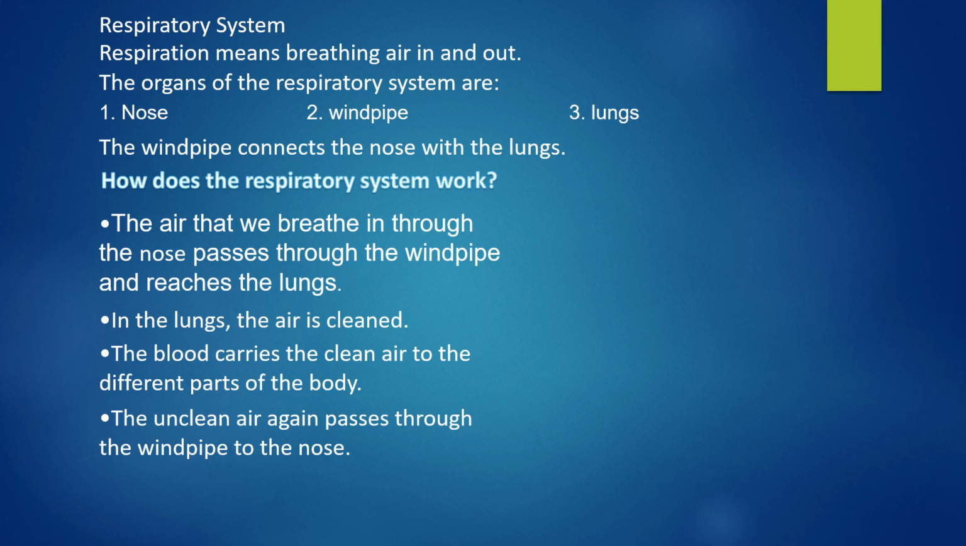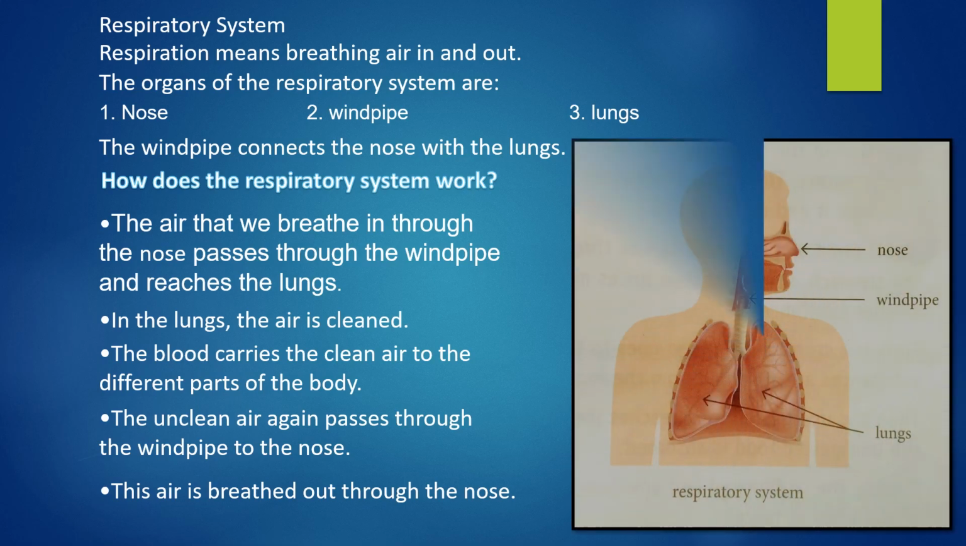Last, the unclean air again passes through the windpipe to the nose. So when we breathe out, the unclean air is left by our body. This air is breathed out through the nose. The unclean, dirty air is left by our body through our nose. In the picture, we can see the nose, windpipe, and lungs.